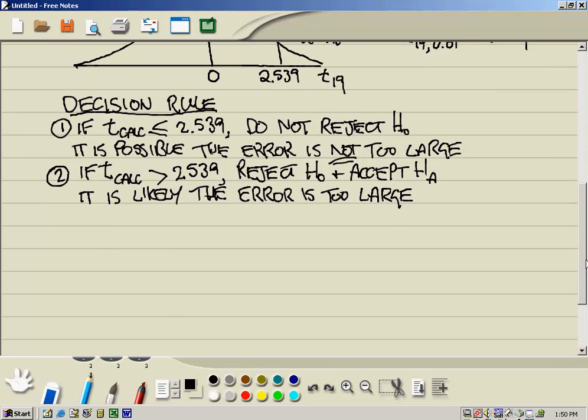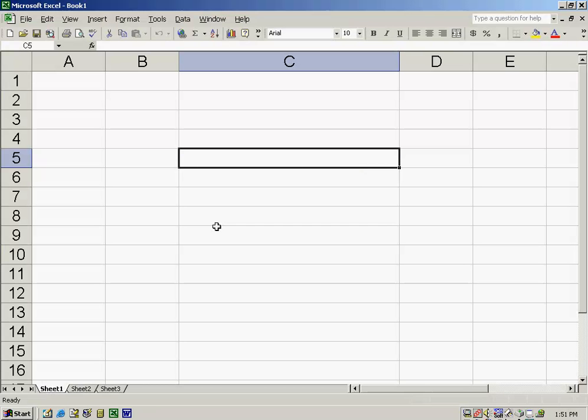Now we do our calculations. We start with standard deviation, S of x bar, S divided by the square root of n. S for this example was 23.7 divided by the square root of the sample size of 20. Let's go to Excel to do that calculation. This is equal to 23.7 divided by the square root of sample size of 20, and that's 5.299.